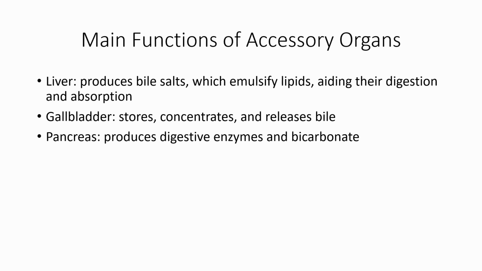If we look at the accessory organs, we look at the liver. It's going to be responsible for producing bile salts, or bile as it might be known. These are going to help emulsify lipids, so basically help break down fats to some degree so that we can actually absorb them. The gallbladder is going to take that bile, the bile salts made by the liver, store it, concentrate it down, and then release it as it's needed.